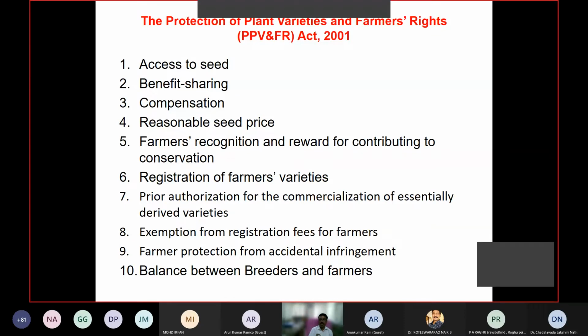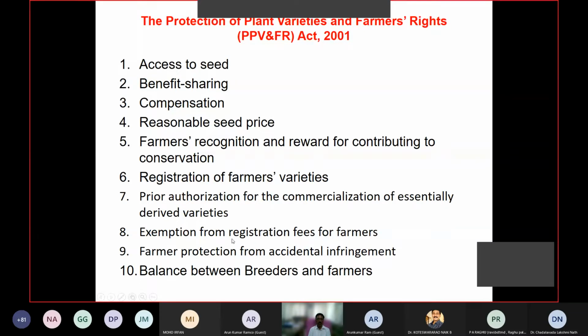So prior authorization of the farmer is essentially to be taken for any commercialization of derived varieties from a farmers' variety, if any multinational companies are trying to do any research. There is also exemption from registration fee for farmers. Farmers' registration is free, whereas multinational companies have to pay a registration fee.